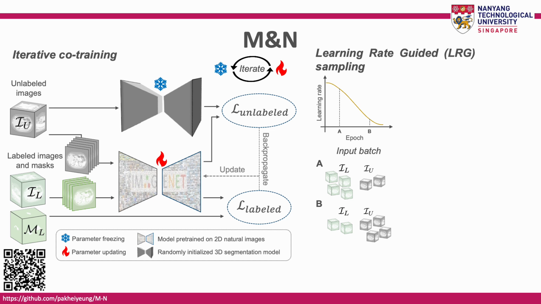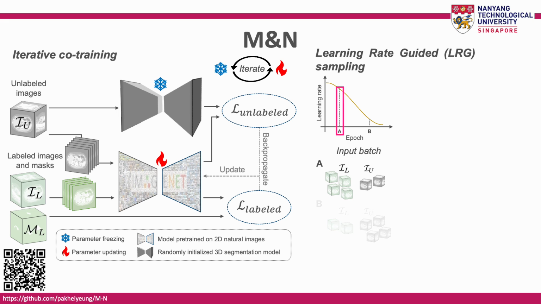Due to the significant imbalance between the size of the labeled and unlabeled sets, uniform data sampling during the co-training may undermine the training stability and final performance. Even with conventional strategies like oversampling, a fixed sampling strategy may not be optimal. Therefore, we propose a simple trick called learning rate guided sampling.